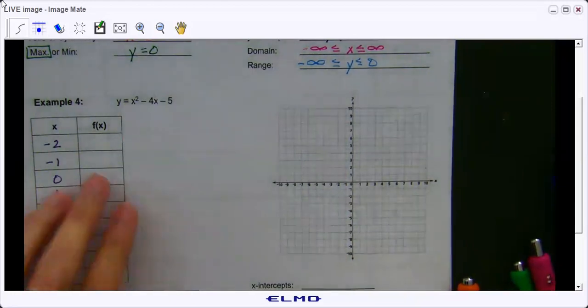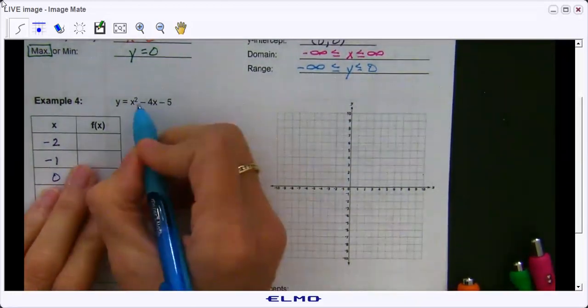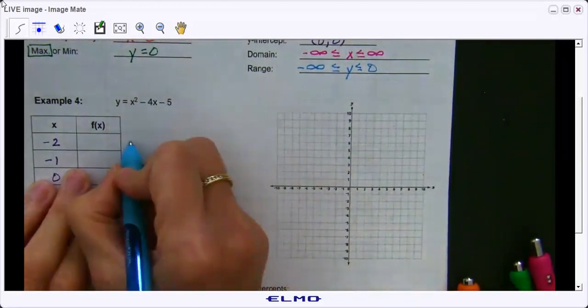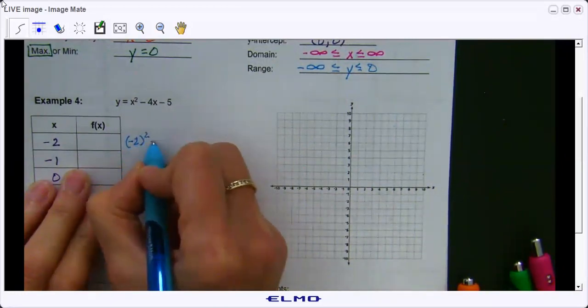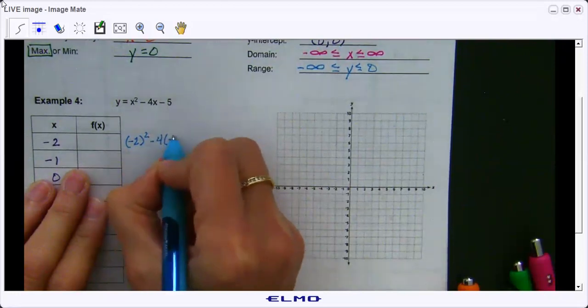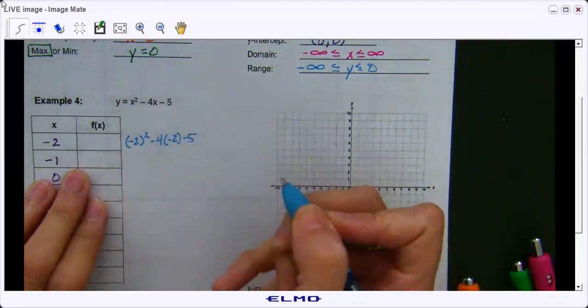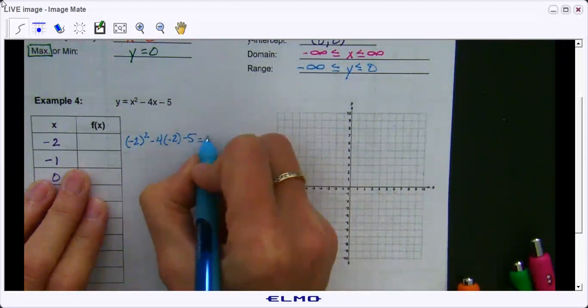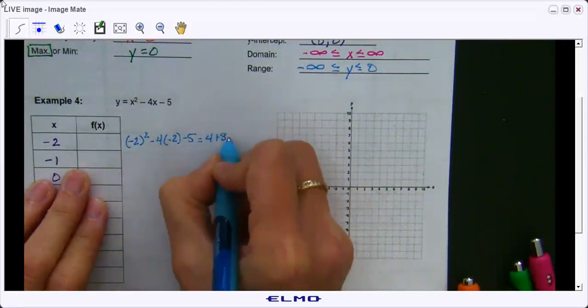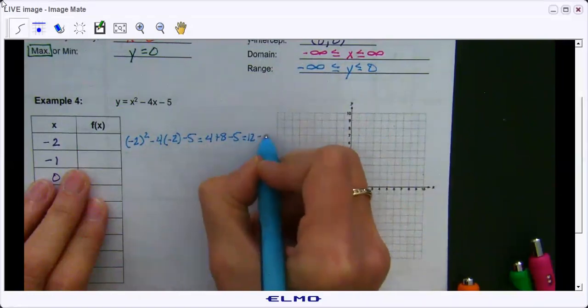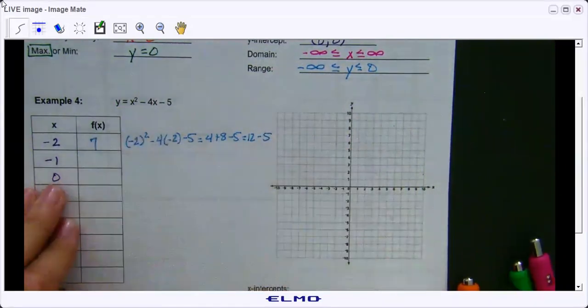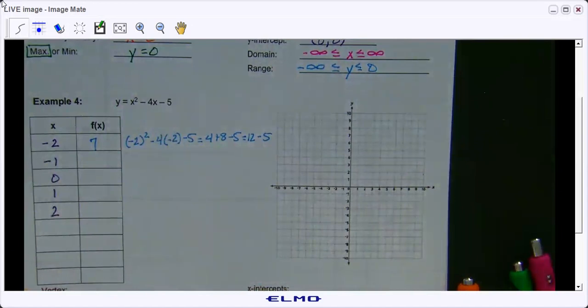Okay. So you're going to have to solve all of this. So we have -2 squared minus 4 times -2 minus 5. Okay. Some of you can do this in your head. Me, I write it out because I don't want to make a mistake.